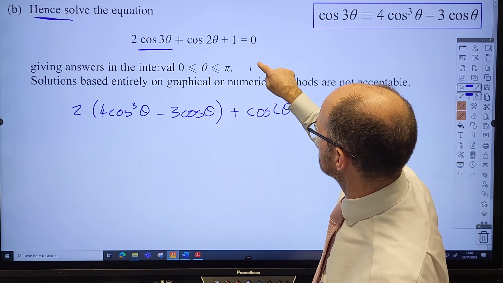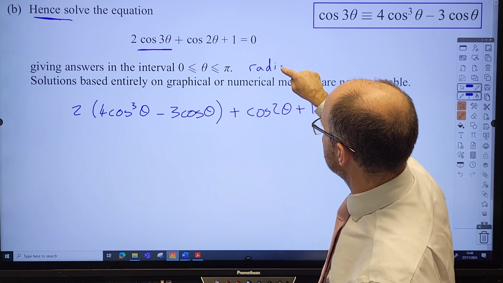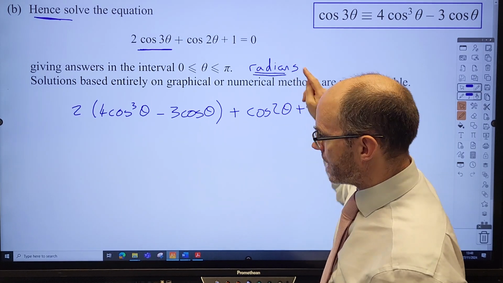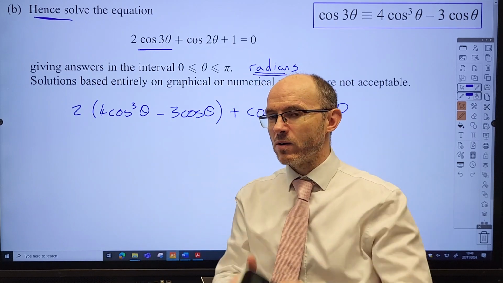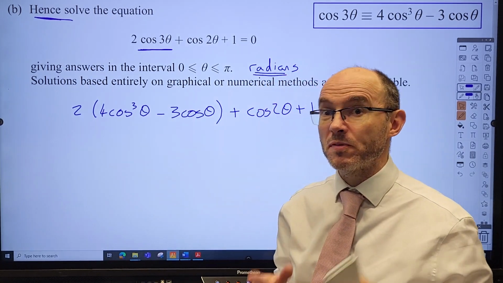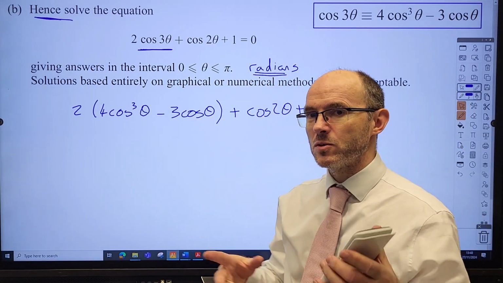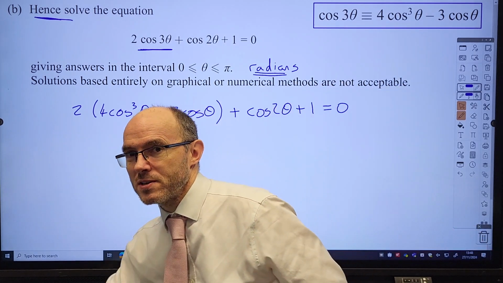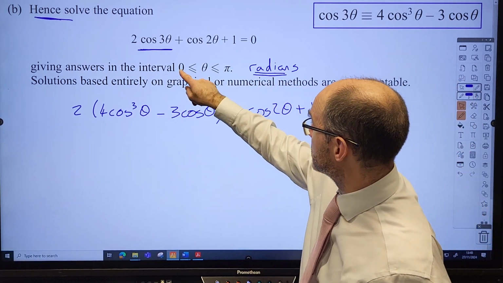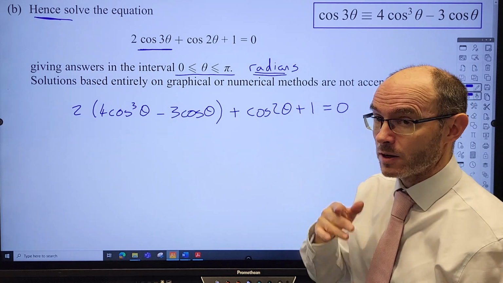So let's just make a note of that, shall we? A hint for you in exams. Now's the time to fiddle with your calculator, get it into radians mode before you go on, okay? Because when you do the solution, make sure it's in the right mode, and in the interval between 0 and pi, inclusive of 0 and pi.